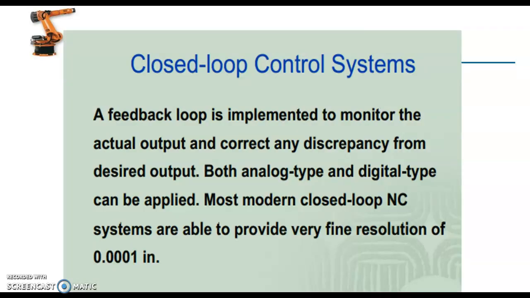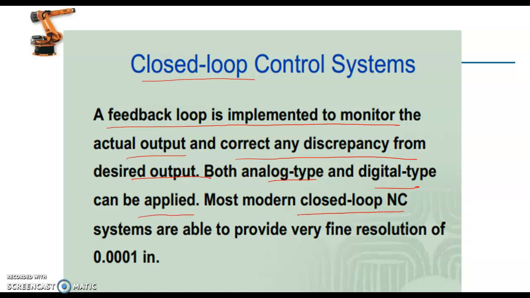The second type of control systems is the closed loop system. Here we are employing a feedback loop to monitor the actual output and correct any discrepancy from desired outputs. So both analog type and digital type can be applied. Most modern closed loop NC systems are available to provide very fine resolution of 0.0001 inch or up to a resolution of 1 micrometer.